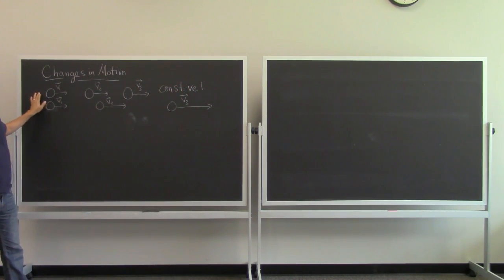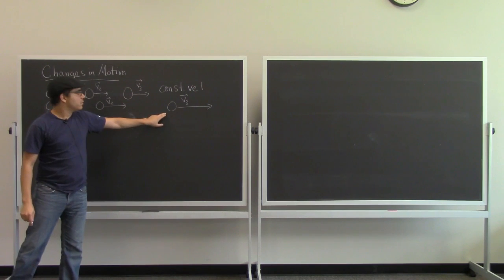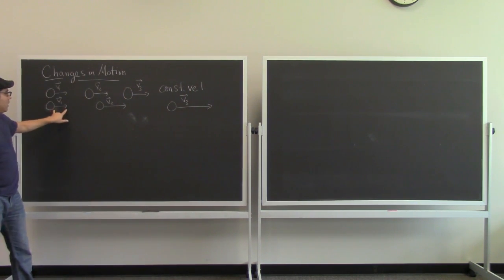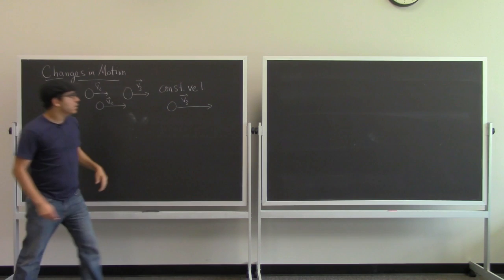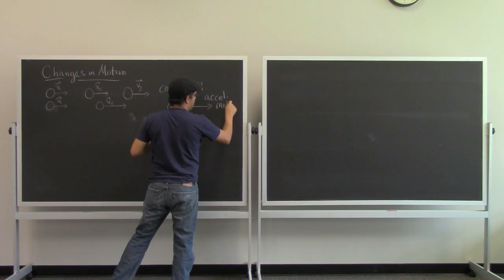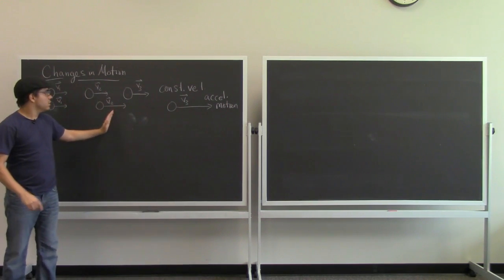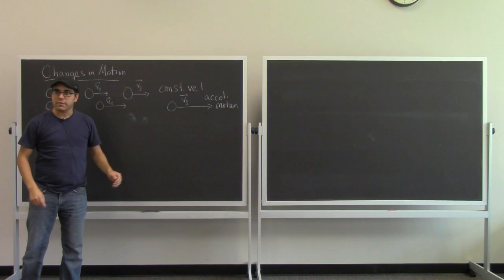So this object is not changing its motion. The object below, the spacing between the object gets larger as we move to the third instance, and the velocity vector is getting larger. This is what we'll call accelerated motion, meaning that it changes its position at a non-constant rate.